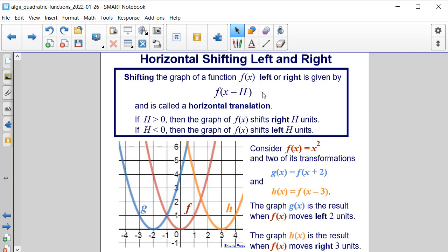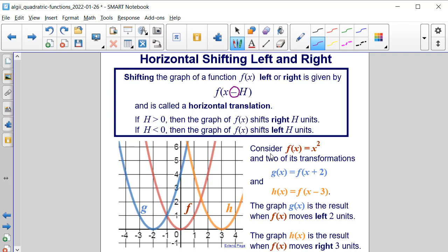Shifting the graph of a function f of x left or right is given by f of x minus h in parentheses, and this is called a horizontal translation. If h is greater than 0, then the graph will shift to the right h units. If h is less than 0, then the graph of f of x will shift to the left h units. Notice here how the original symbol in between the x and h is a minus sign.